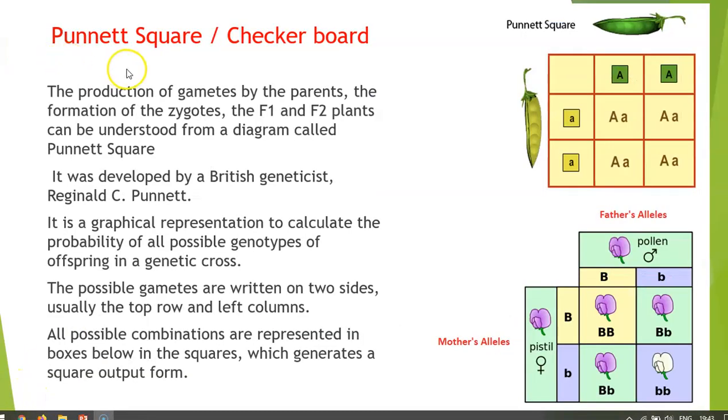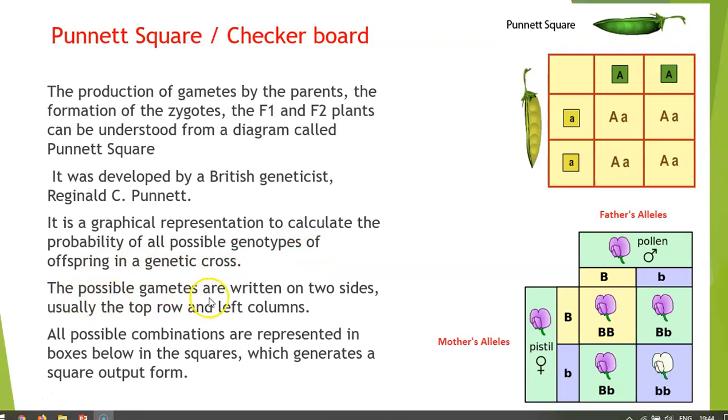Students, something interesting here is the Punnett square or the checkerboard. The production of gametes by the parents, the formation of the zygote, the F1 and the F2 plants all can be understood from a diagram called the Punnett square. It was developed by a British geneticist, Reginald C. Punnett. It is a graphic representation to calculate the probability of all possible genotypes of offspring in a genetic cross.